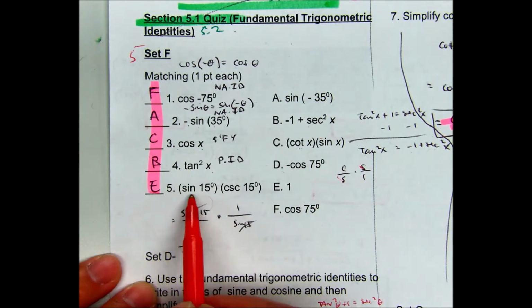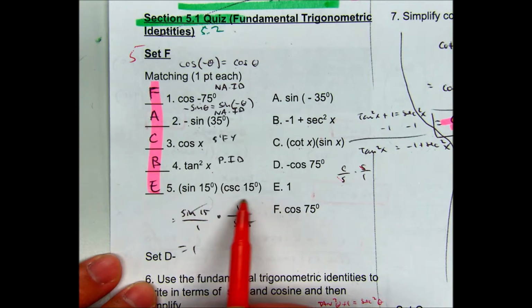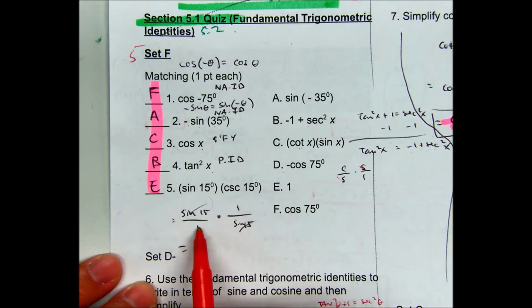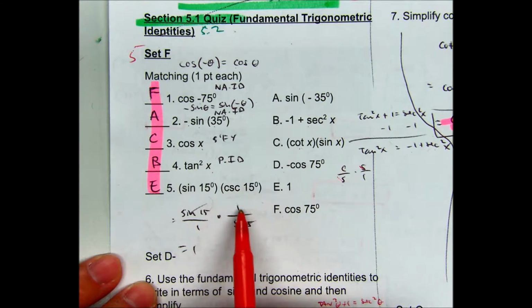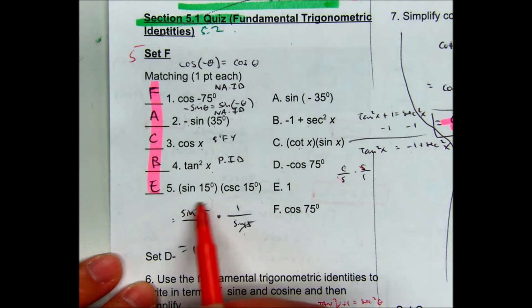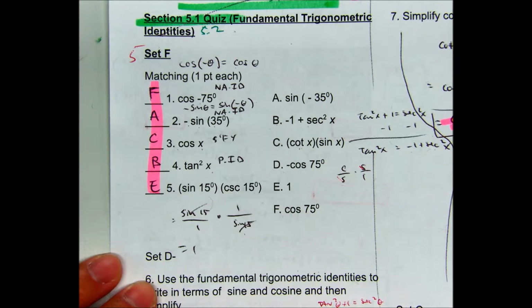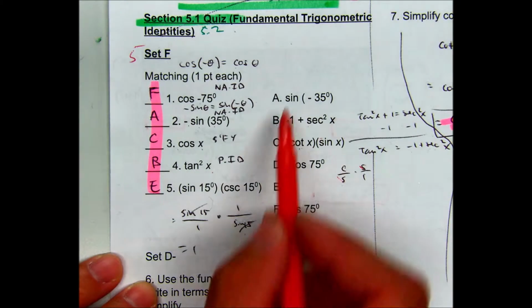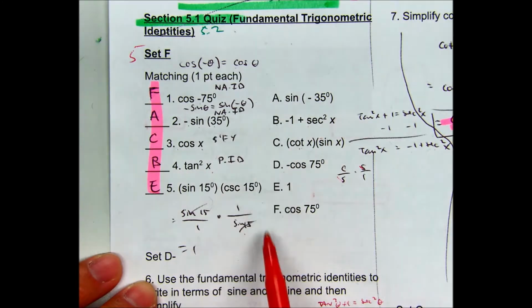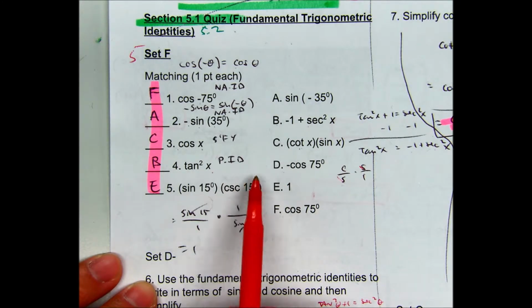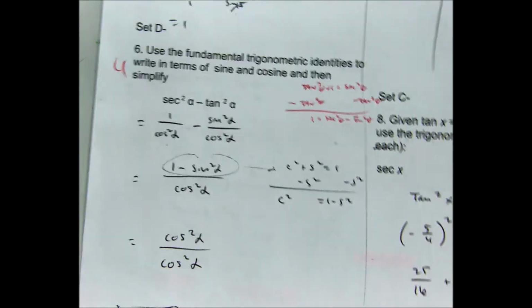And then E there. This could look like the one we just learned, the double angle identity, but if you just change cosecant of 15 degrees, it's really 1 over sine of 15, and you cancel these out, you're just left with 1. That would be choice E. And make sure you recognize that I'm giving you more choices than necessary, so D was not used.